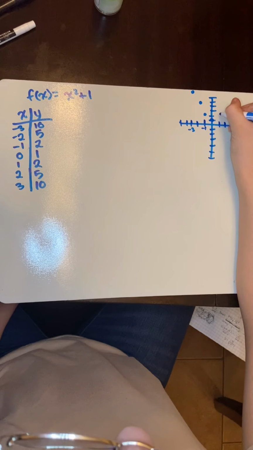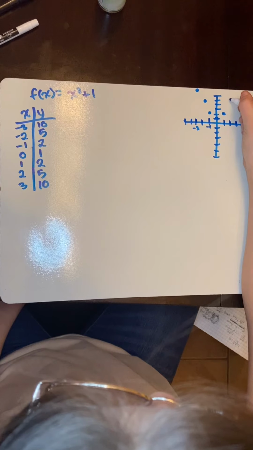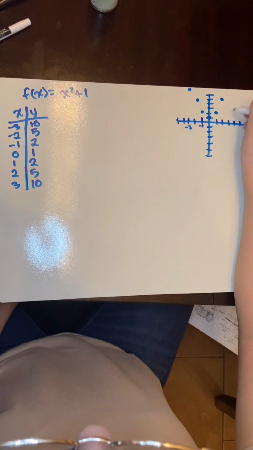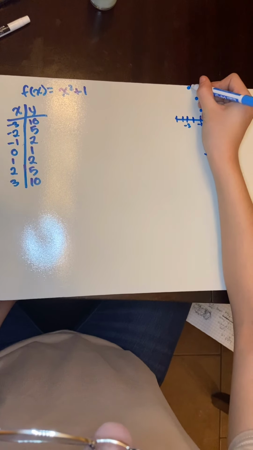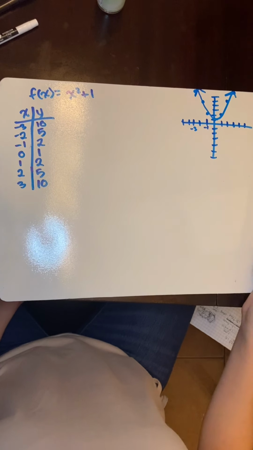1, 2. Then 2, 5. It's right here. And 3, 10 is all the way over here. So this is your function that we're left with.